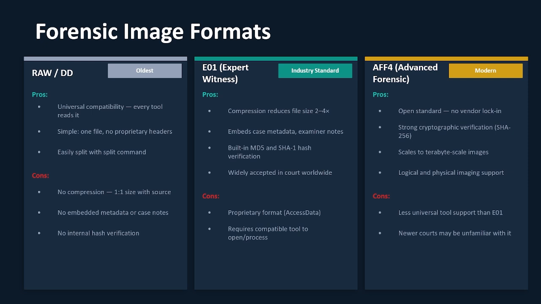And this one is older, but it's very well established. It's used quite a bit. This is what FTK Imager uses by default. This adds in compression so that an image can be reduced by 2-4 times the original size. It will also embed metadata, notes, all sorts of other information into the actual file format.